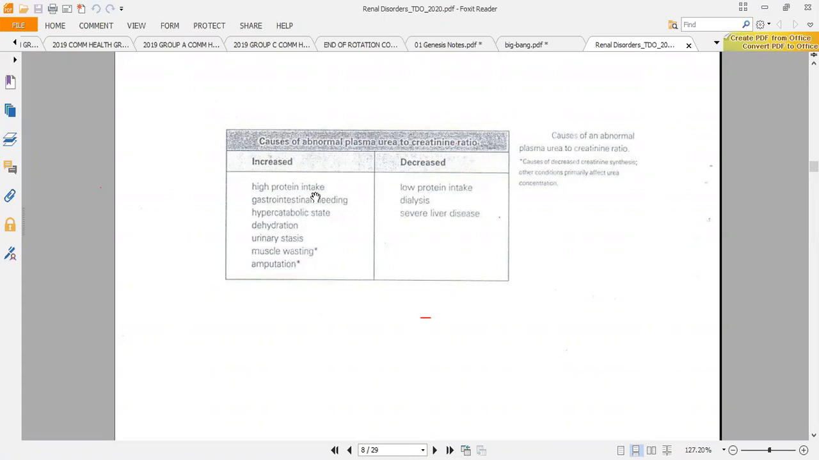Okay, and anything that decreases urea production will reduce the urea creatinine ratio. One, low protein intake. Dialysis. When you do dialysis, you remove a lot of proteins, okay? And someone with severe liver disease, as we said, the liver is the site of production of urea. So if you have severe liver disease, you cannot produce a lot of urea. Okay, good.